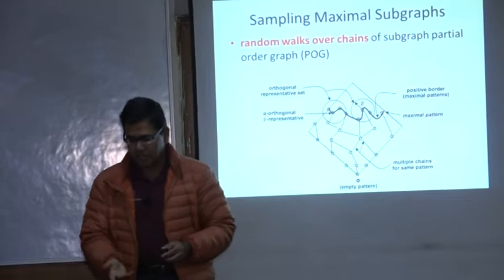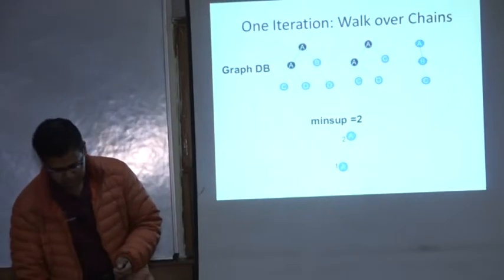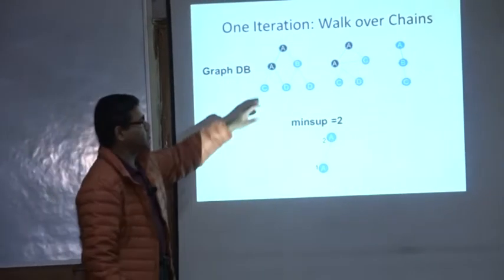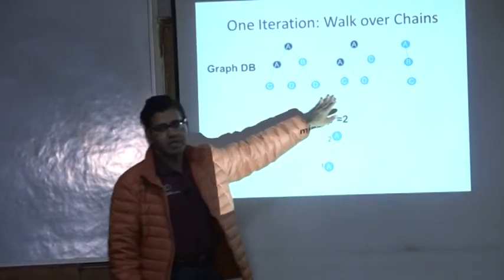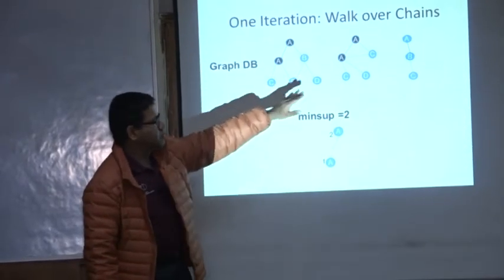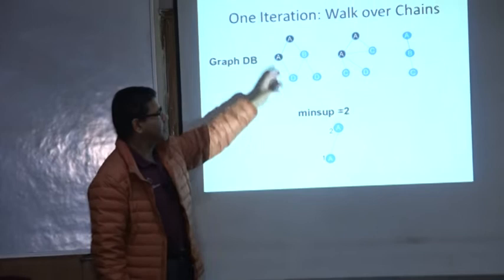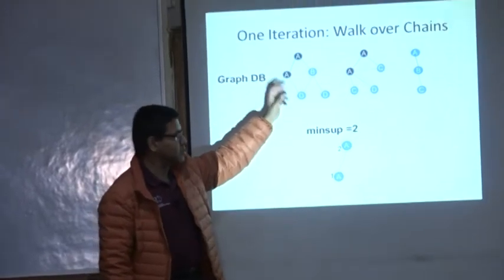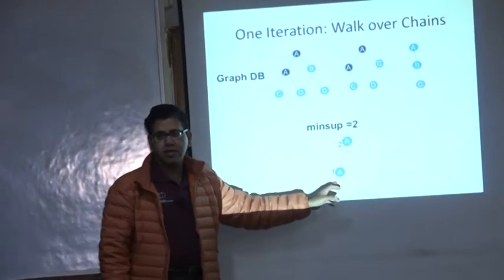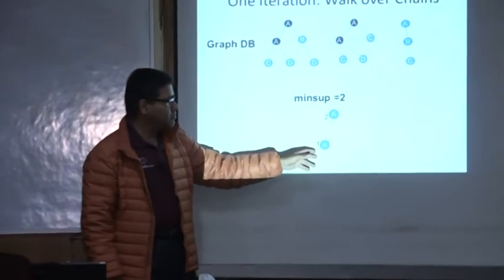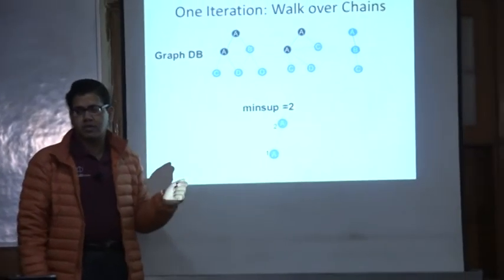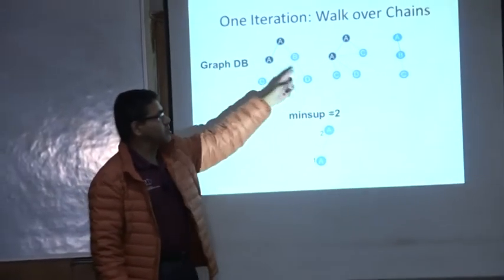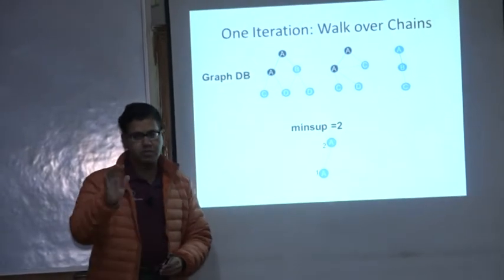Let me illustrate the idea in a little bit more concrete manner. Let's say you start with the same input data set. There are those 3 graphs. And you just pick a random edge, okay? In this case, I chose AA as my starting point. I'm just going to see whether this is frequent or not. It is frequent because it appears in both those graphs, right? The minimum support is 2.